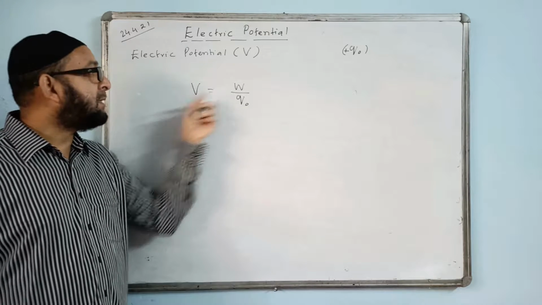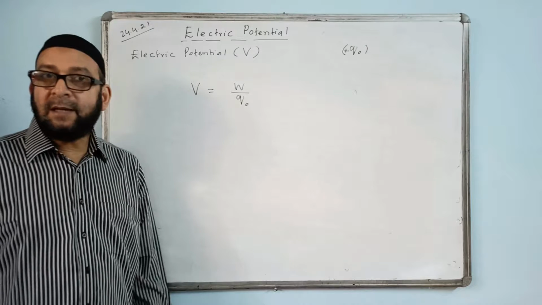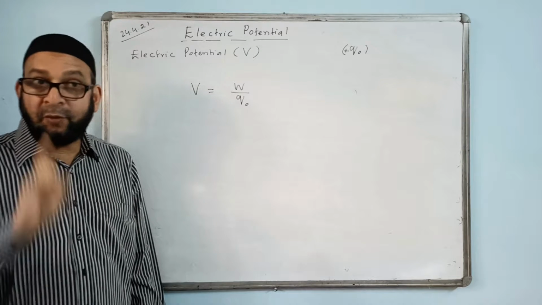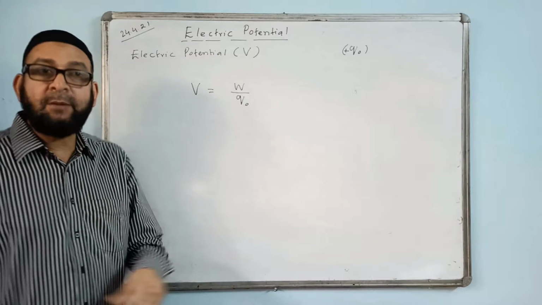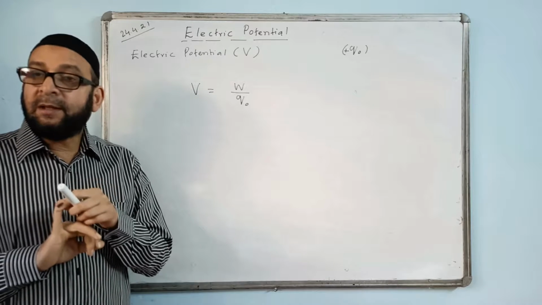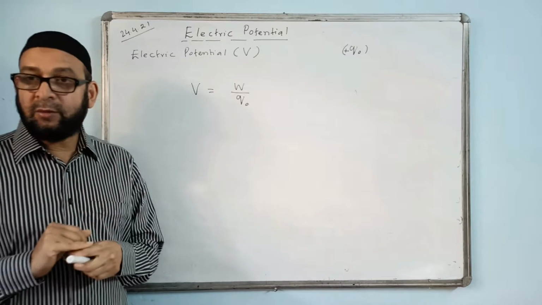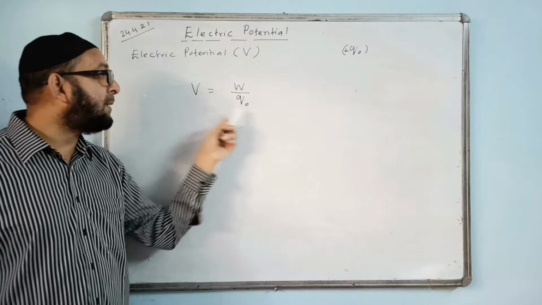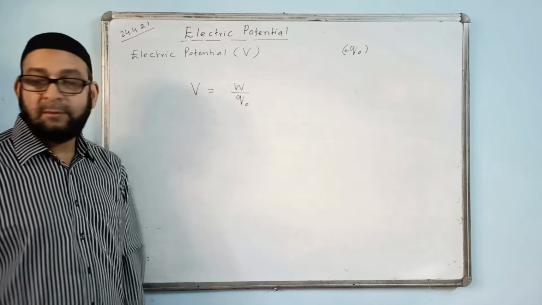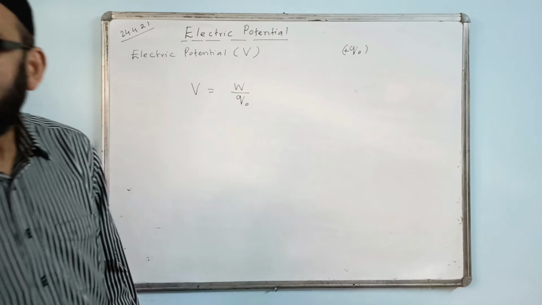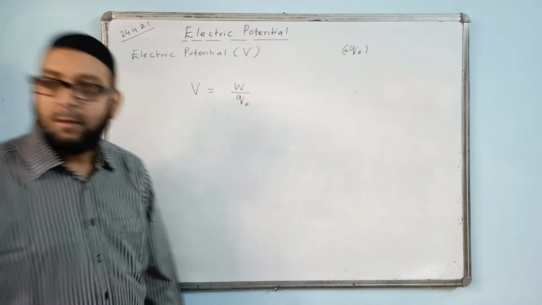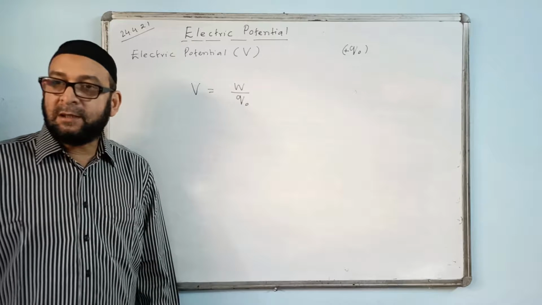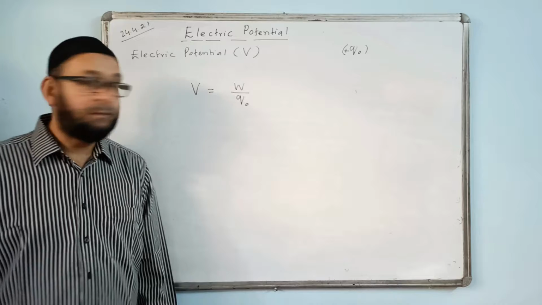So, electric potential is the kind of work done, whereas electric field is the kind of force per unit test charge. If you remember, I wrote the formula E equal to F by Q naught, but V is equal to W by Q naught. It is the kind of work done.